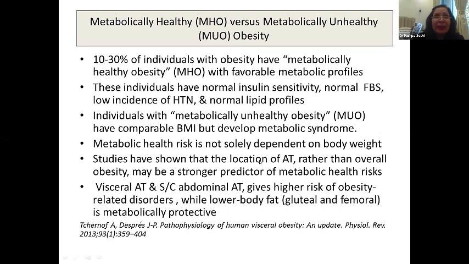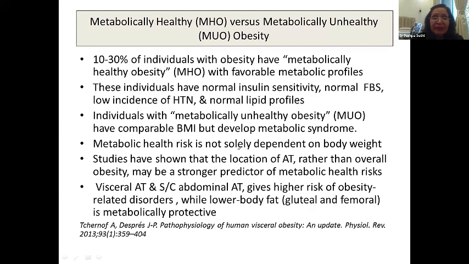Now, lastly, coming to metabolically healthy versus metabolically unhealthy obesity. 10 to 30% of individuals with obesity have metabolically healthy obesity with favorable metabolic profiles. These individuals have normal insulin levels, normal fasting blood sugar, low incidence of hypertension, and normal lipid profile. Individuals with metabolically unhealthy obesity, with a BMI comparable to another individual, can be metabolically unhealthy and can develop metabolic syndrome.